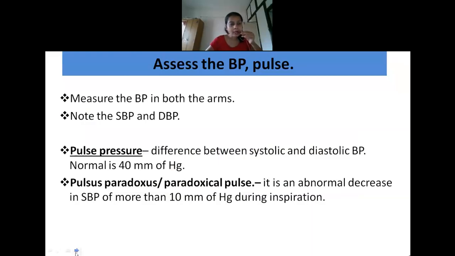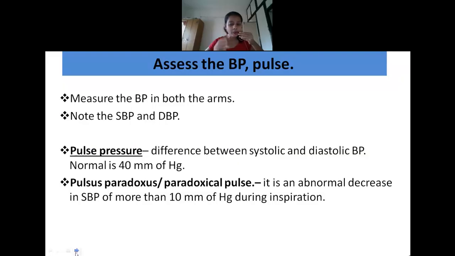Next is regarding assessing the blood pressure or the pulse. Whenever you're checking the BP, you should check the BP in both arms, both right as well as left side. You have to check the pulse also. Not only on the right side, check it on the left side also, because most of the time, patients with cardiac conditions tend to have differences. They can have a lot of changes in their BP or pulse. Also compare the systolic and diastolic blood pressure.